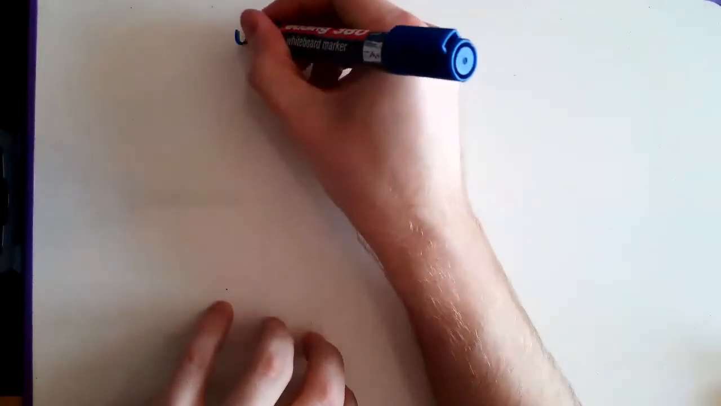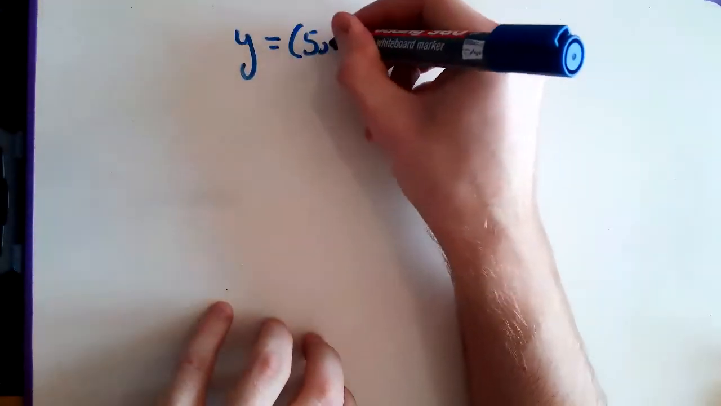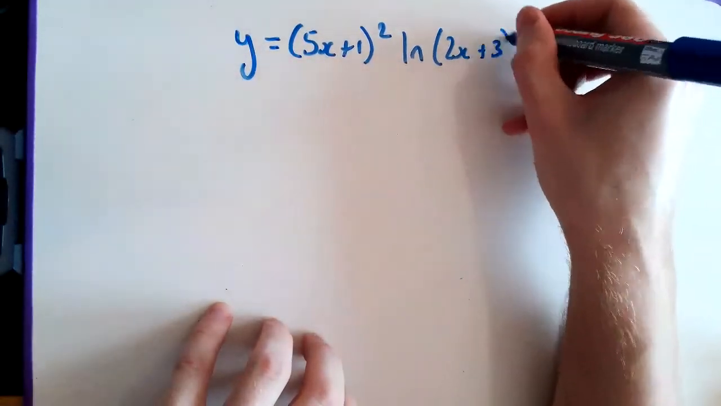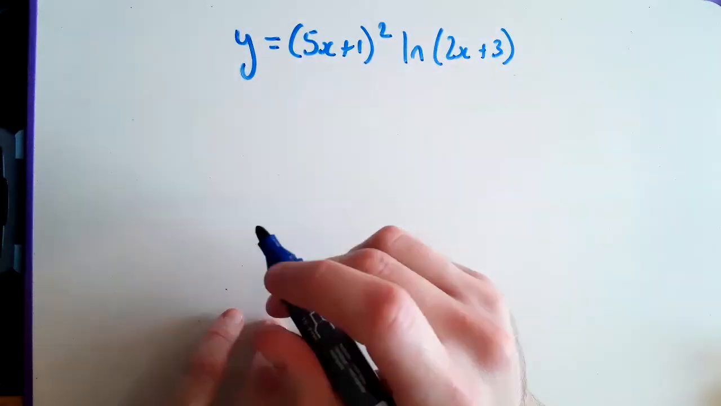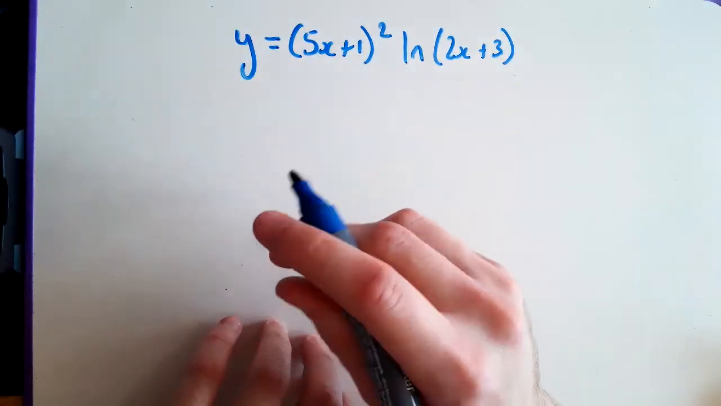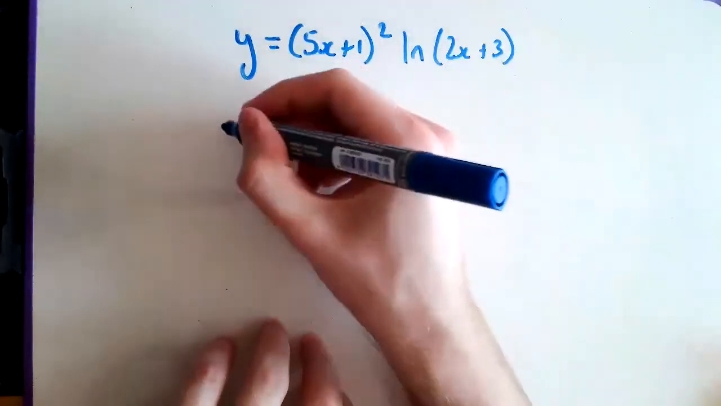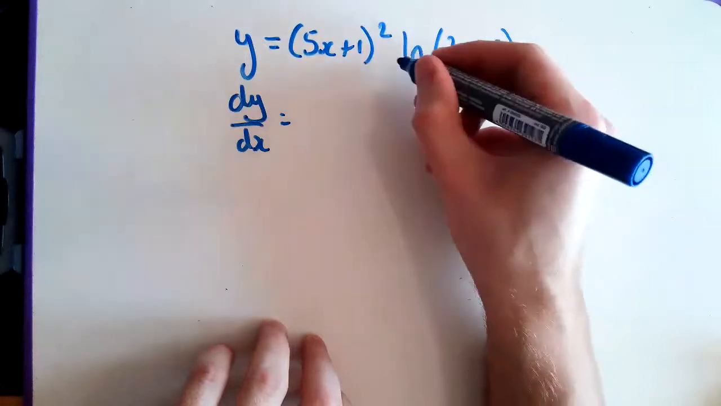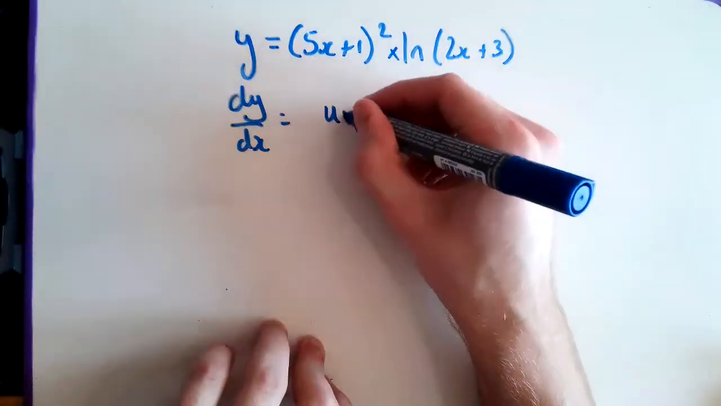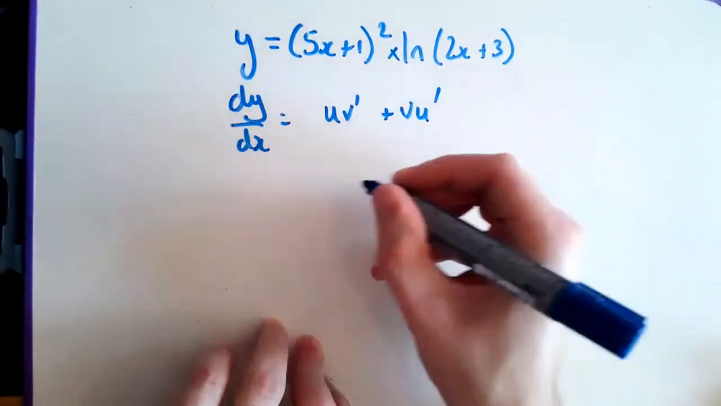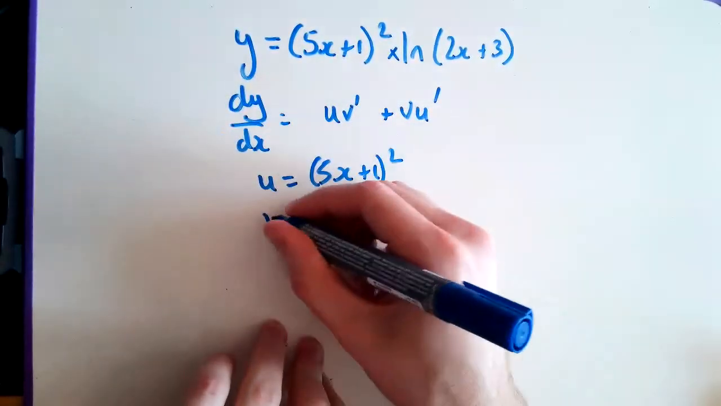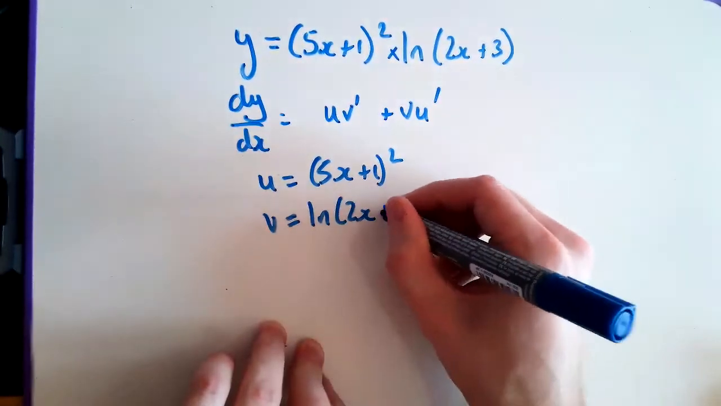Okay, next one. So we've got y equals (5x plus 1) squared times ln(2x plus 3), and we want to get the exact gradient when x equals 1. So that means we need to differentiate. And to differentiate, we're going to use the product rule: u v dash plus v u dash, where u equals (5x plus 1) squared and v is ln(2x plus 3).